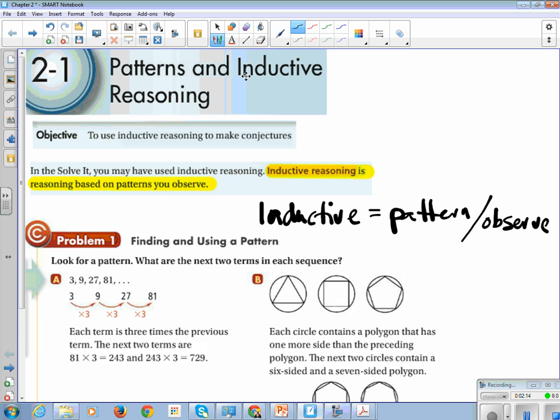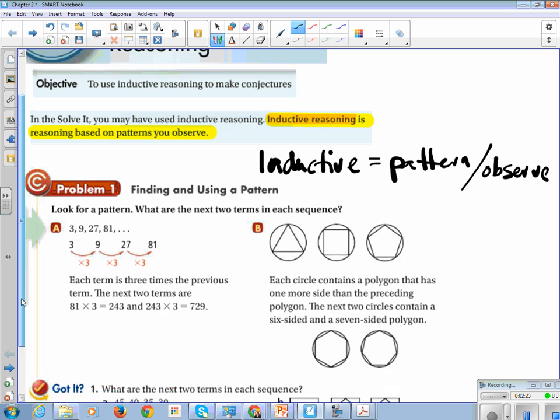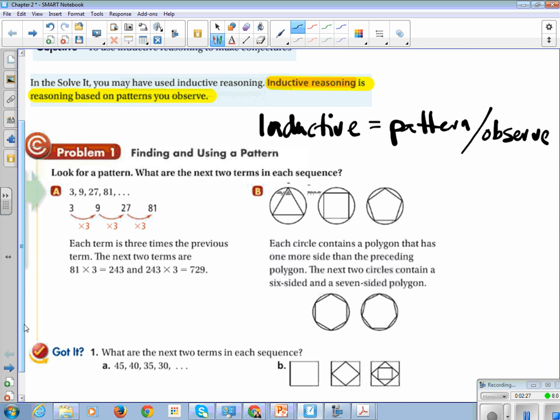So we're going to use inductive reasoning to find the pattern and predict the next two terms in the sequence. In problem number one, 3, 9, 27, 81. Each term is 3 times the previous term. So that would make the next two terms 243 and 729. Now let's look at example B. Each circle, so we got a circle with a triangle, a circle with a square, a circle with a pentagon. The pattern is each circle contains a polygon that has one more side than the preceding polygon. The next two circles contain a six-sided figure and a seven-sided figure.